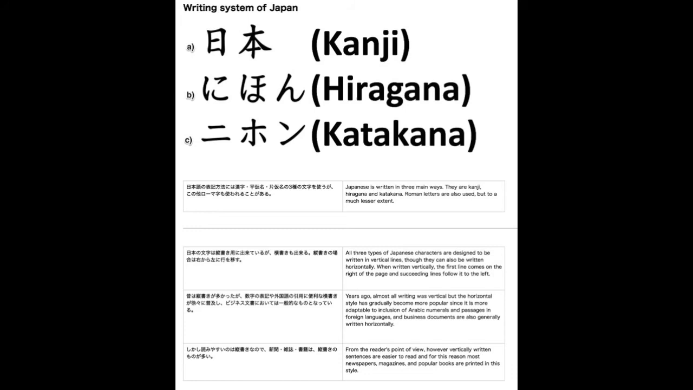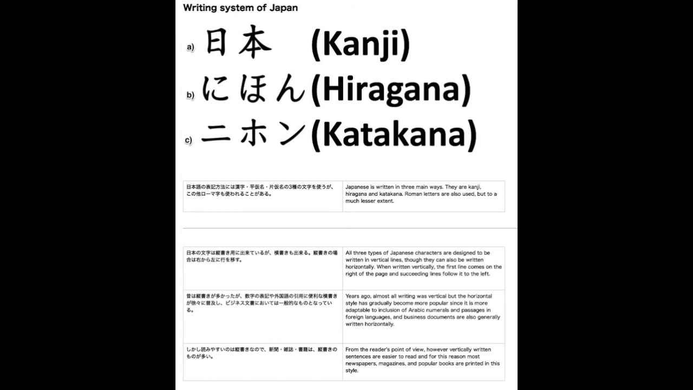Page 19-1. Writing system. Japanese is written in three main ways. They are kanji, hiragana and katakana. Roman letters are also used, but to a much lesser extent. Kanji are the Chinese ideographs or characters on which the Japanese writing system is based. Each kanji is a symbol for a concept and is used for writing content words.